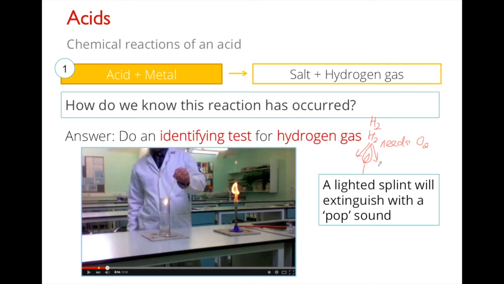That's why it extinguishes. But why does it pop? It is because hydrogen gas reacts with oxygen to give you water. Okay, if you recall, actually you've written this equation before. When hydrogen reacts with oxygen to give water, this is a very explosive reaction. Okay, so the pop that you hear is actually a mini explosion.